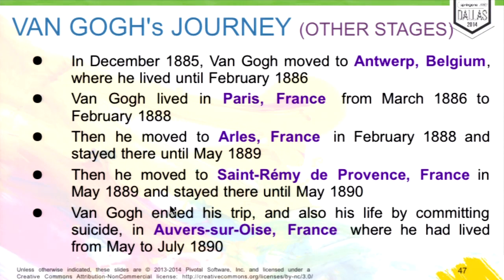He went to Antwerp, and then he went to Paris, where he met all of the other artists like Monet and so on. Then he moved to the south of France, in Arles and Saint-Rémy-de-Provence. Then he came back to Paris, and finally he died by committing suicide in Auvers-sur-Oise.